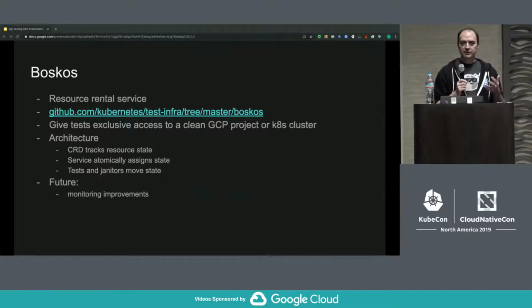Boskos is how we do end-to-end testing. It allows you to rent resources: it has a list of resources in state X, and it allows you to atomically move them to state Y, and then from Y to Z or Y back to X. It's extensible, but we primarily use it to give tests a dynamic project that they can use exclusively for testing. Then we have a bunch of janitors which clean up resources after the tests are over. When this fails, it's really sad because all of our testing dies, so we need better monitoring around that.